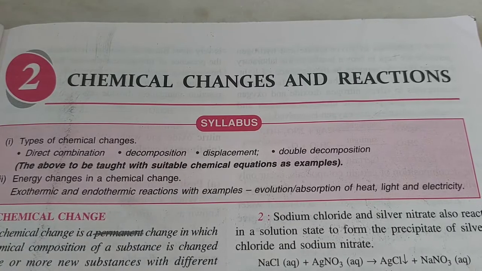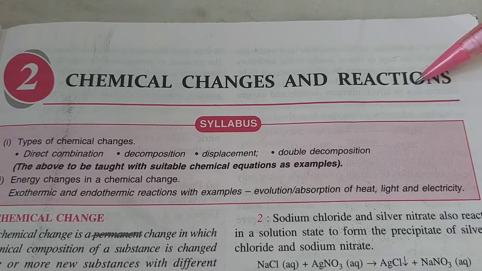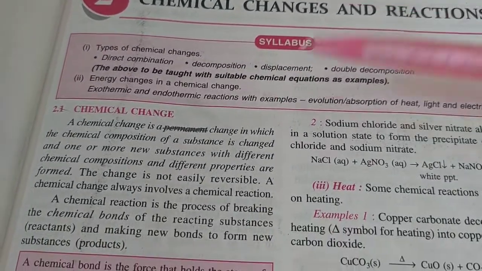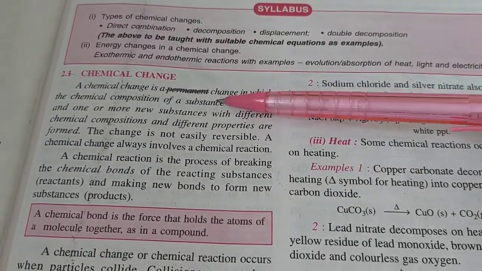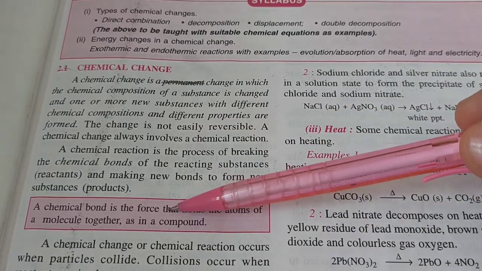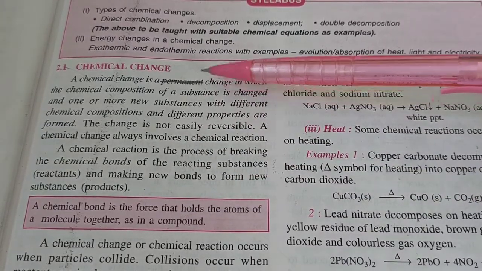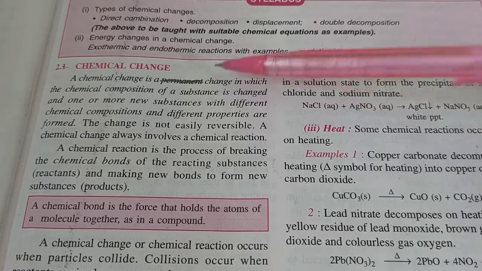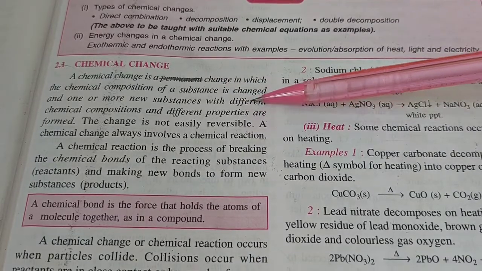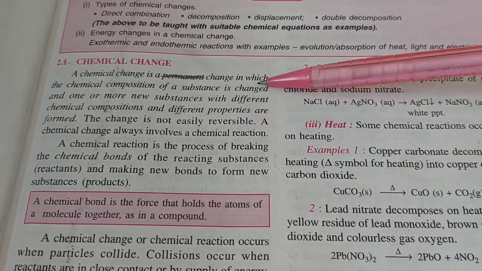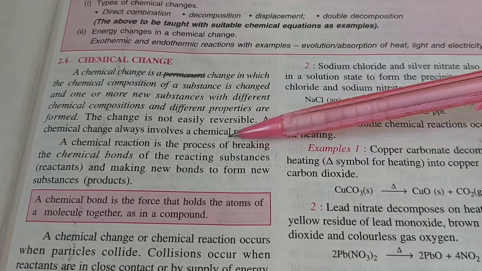9th Standard ICSE Chemistry, Chapter 2: Chemical Changes and Reactions, Part A, Introduction. Here we have definitions of chemical change, a chemical reaction and a chemical bond. A chemical change is not necessarily a permanent change because it may be reversible, but it does involve formation of new substances with new properties.